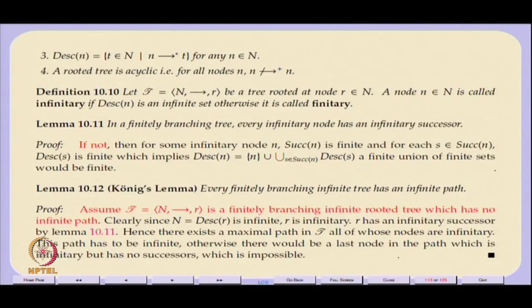So, you are looking at a case of an infinite number of balls being put in an infinite number of boxes, but there is this constraint of finitely branching, which somehow seems to indicate that there should be at least one box with an infinite number of balls.